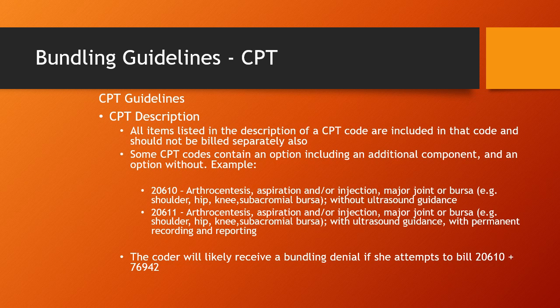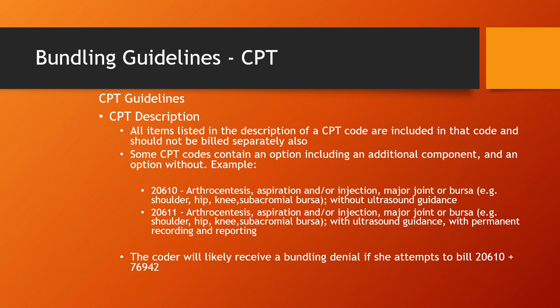Arthrocentesis, which is where the provider is placing a needle in a joint and either injecting a substance like an anesthetic or withdrawing fluid from that joint. And I have two options here. I have 20610, arthrocentesis, aspiration and or injection, major joint or bursa, without ultrasound guidance. And then 20611 is arthrocentesis, aspiration and or injection, major joint or bursa, with ultrasound guidance, with permanent recording and reporting.